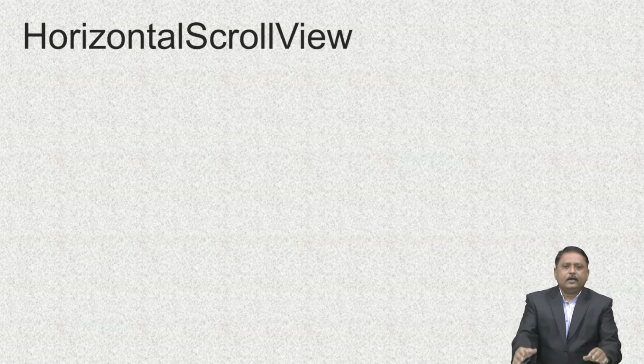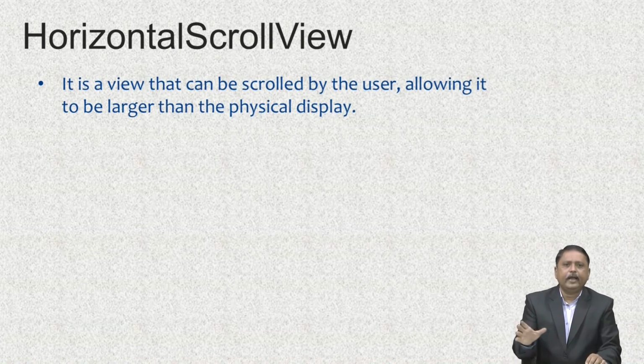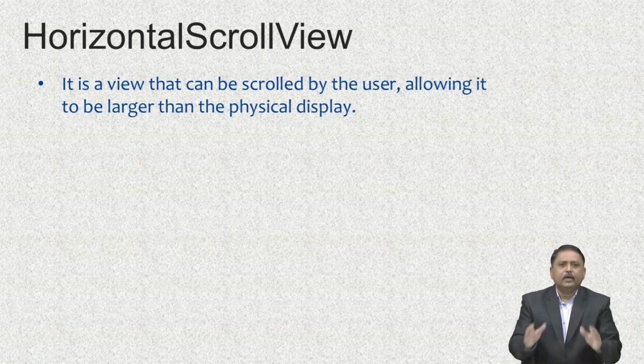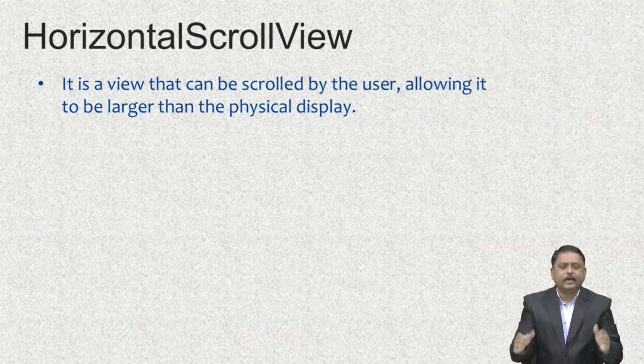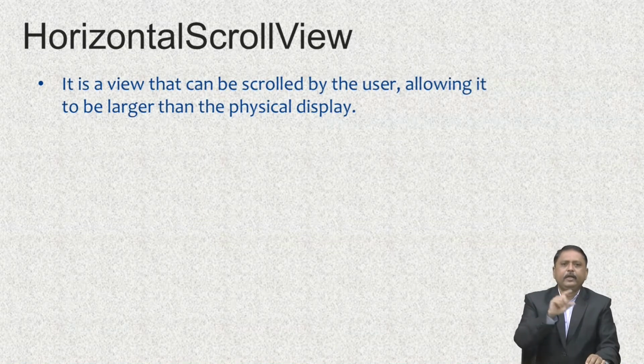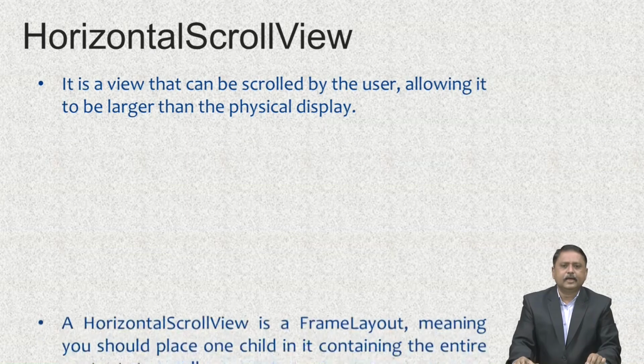Now, let us start with horizontal scroll view. Horizontal scroll view we will use for creating a gallery. So, it is a view that can be scrolled by the user, allowing it to be larger than the physical display. It means the area covered by horizontal scroll view can display images or views larger than its physical size. That means you can have multiple images or views that can be scrolled.